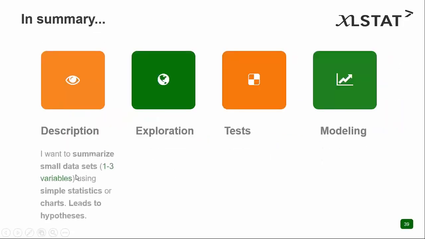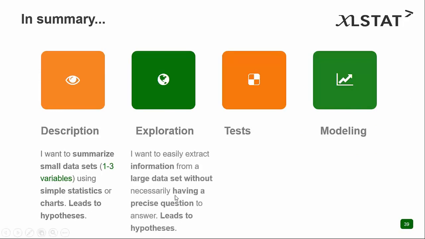So in summary, we already saw descriptive statistics that allowed us to summarize small data sets with 1 to 3 variables using simple statistics or charts. And descriptive statistics helped us generate statements or hypotheses. Exploratory statistics also allowed us to do this, but on wider data sets. So we reached hypotheses and statements using exploratory data analysis.